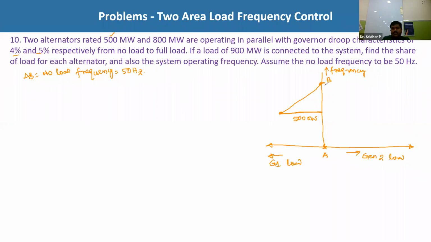Now see, whenever you are moving from no load to full load, you are changing the load. Initially generator 1 has 0 load, and gradually you increase the load on generator 1 from 0 to 500 megawatts. How will the frequency change? The frequency will change with 4% droop, and that 4% droop is nothing but the negative slope only. So we represent it like this. It is assumed that this point is the full load point. Now A, B, C, D is the full load.